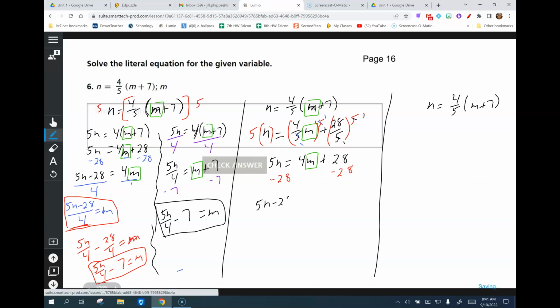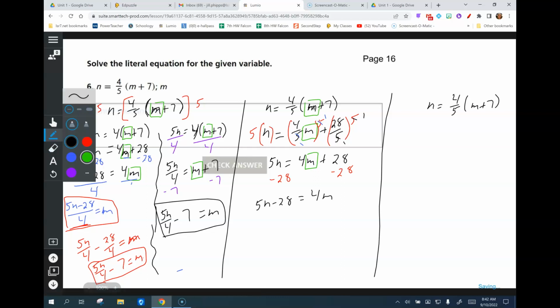5n minus 28 is equal to 4m. Okay, let me stop for just a second and reassure you, you're never going to have to do it 20 million ways. What I'm trying to do is give your brain different paths on how you could see starting this. All of these are right. So keep that in mind. All of these are right. You're only going to choose one of them, but I want to show you all the options.